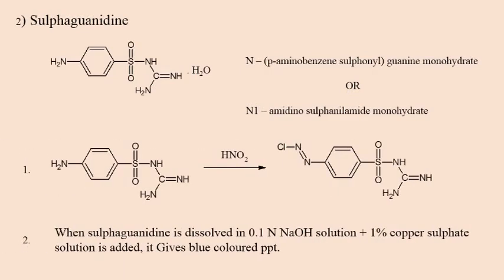Again, this will give the diazotization reaction just because the para-amino group is free, so it will form a diazo salt. Secondly, the second property is the reaction with 1% copper sulfate solution, which gives a blue color. This is its second chemical property.